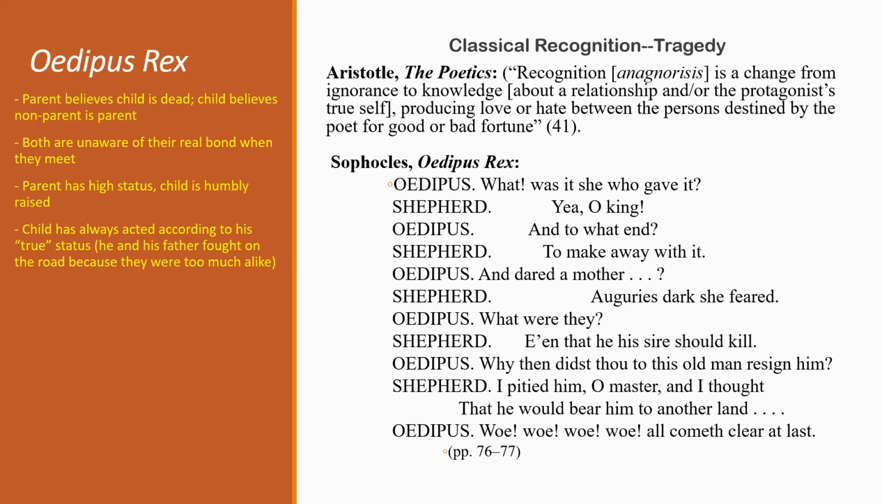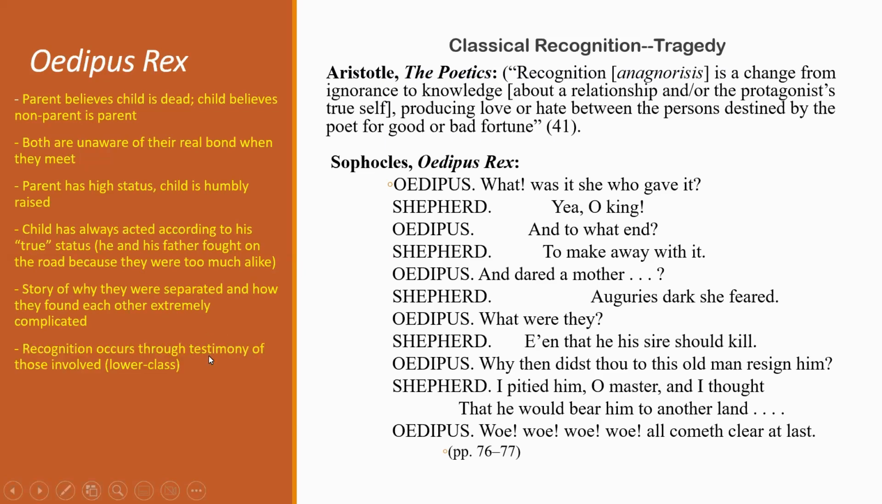The parent has high status, but the child has been humbly raised. And yet the child has always acted according to his or her true status. In the case of Oedipus, he and his father fought on the road when they met because they were really too much alike, both very proud and kingly, and neither of them would move aside. And then we have a story of why they were separated and how they found each other. And that story is usually extremely complicated.